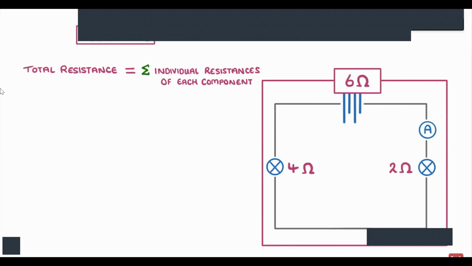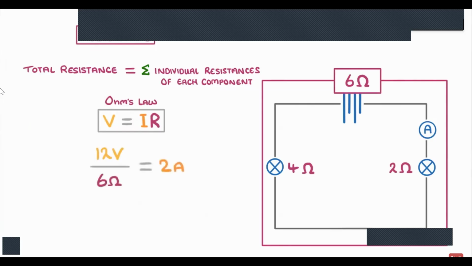Now that we know the total resistance of our circuit, we can use Ohm's law to calculate the current by taking the potential difference of our battery, so 12 volts, and dividing it by our total resistance of 6 ohms, to give us a current of 2 amps. One thing to be aware of is that ammeters generally have such tiny resistances that we can ignore them in our calculations, which is why we haven't included anything for the ammeter.